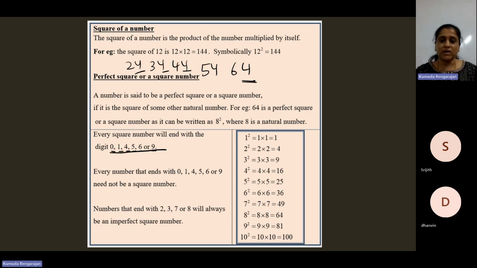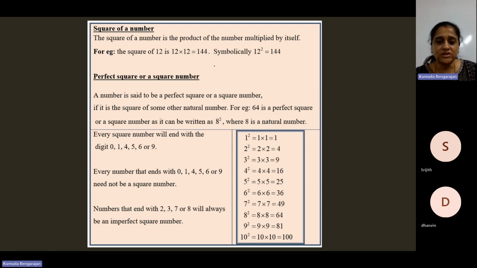Now, supposing I give you a number like 9673792, and the question is, can this number be a perfect square? You will say no, it cannot be a perfect square, because it ends with 2. No perfect square will end with the digit 2. But if it ends with 4, you should not say it is a perfect square. It may be a perfect square, and that you can confirm only by finding its square root. We'll come to that later.